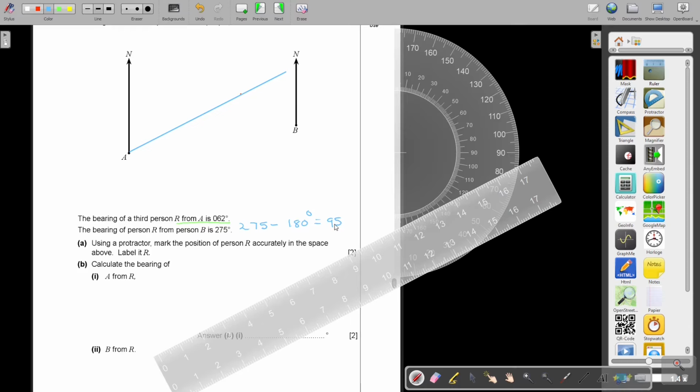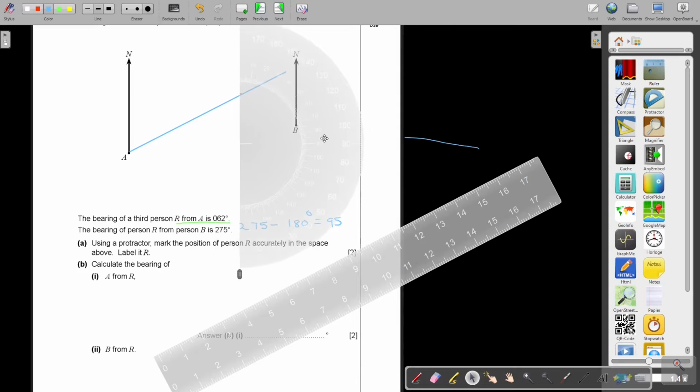Okay, so now I go to B, I take my protractor again. I'm looking for it to turn again. So I will put it like this now. Okay, so let's just move, and then I'm going to still move it a little bit. Okay, so I'm putting it there, and then I'm going to look for 95.